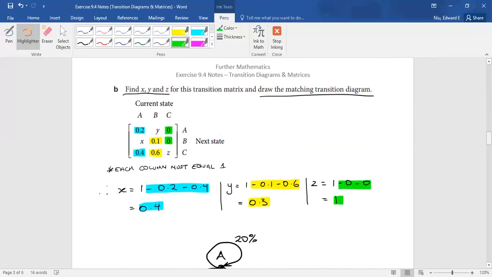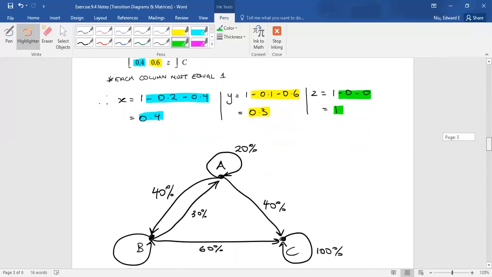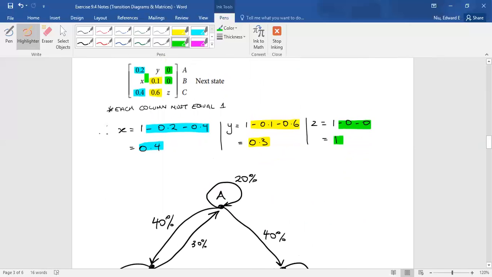The next part of the question is to draw the matching transition diagram. What we need to do first is set up little points, so point A, point B, point C. Once you've got the points up, all you have to do is convert the decimals into fraction, sorry, not fraction, percentage.